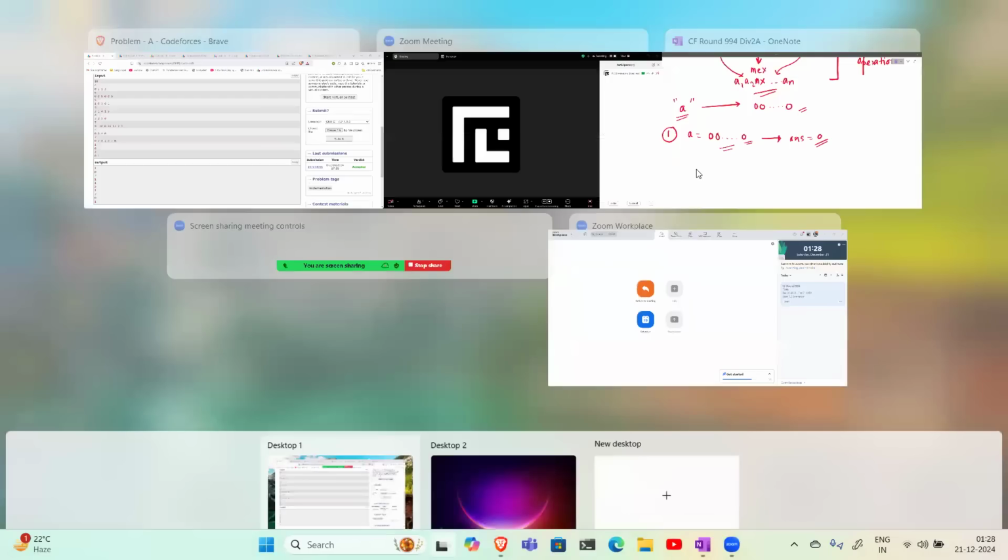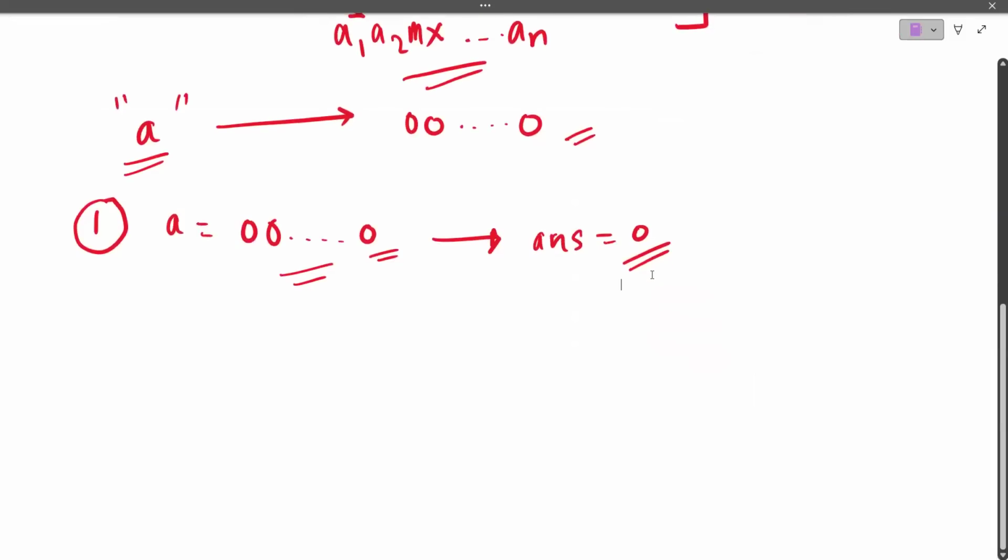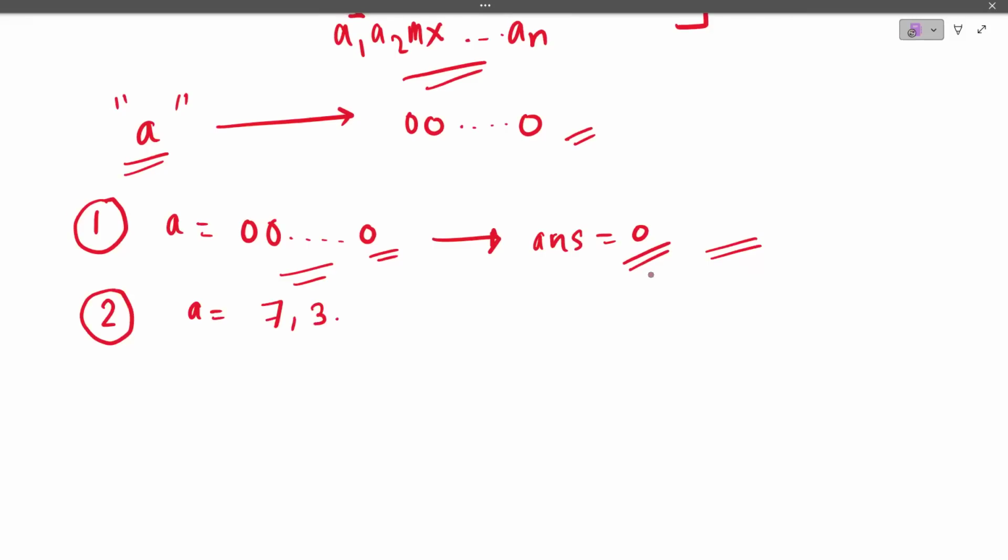Yeah, sure. So this part is clear. Apart from that, there are a few more cases to look at. Suppose A is an array which contains only positive integers. This is different from the case where the entire array is composed of zeros. Now let us look at the second case.